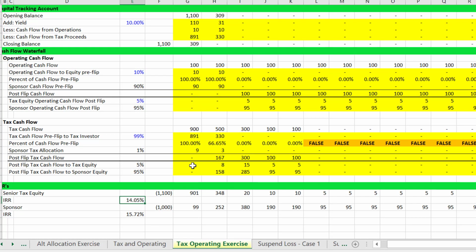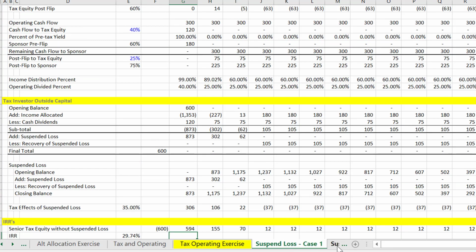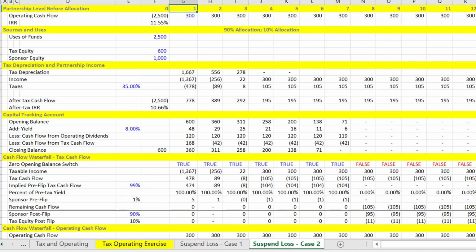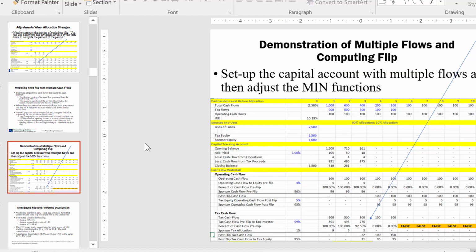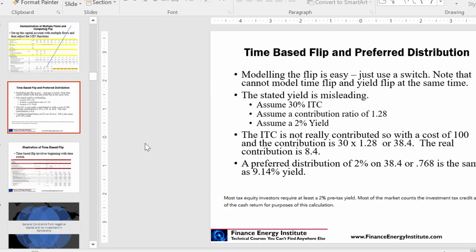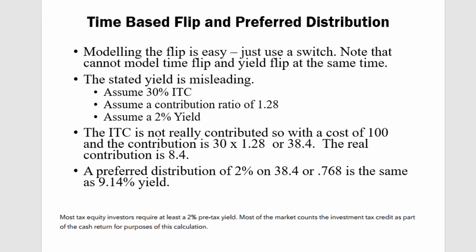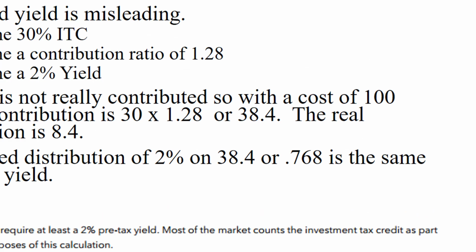If these people are getting a much higher IRR than the interest rates, and they're basically taking a loan because they get all the first cash flows, what's going on? Now, I'm going to do something called a suspended loss, and I'm going to do some more. But I'm going to stop this video, basically. The only thing I'm going to talk about is this time-based flip, which I kind of didn't do.